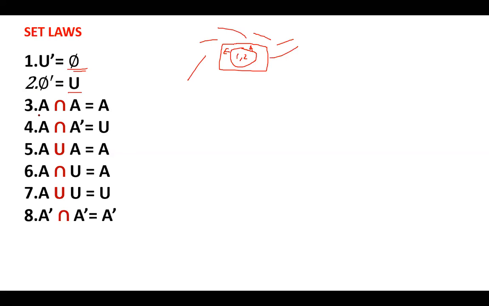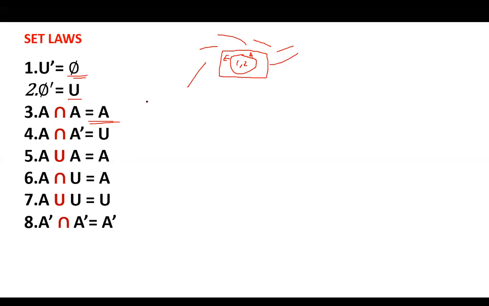The same applies to this one. A intersection A is equal to A. It is the same as telling you to find the common elements in A and A. The same A is common, because everything that is in A is also in A. So the same A is common in both sets. Hence, you get A as your answer when you find the intersection of A and A. And then when you find the intersection of A and A complement, you get the universal set.